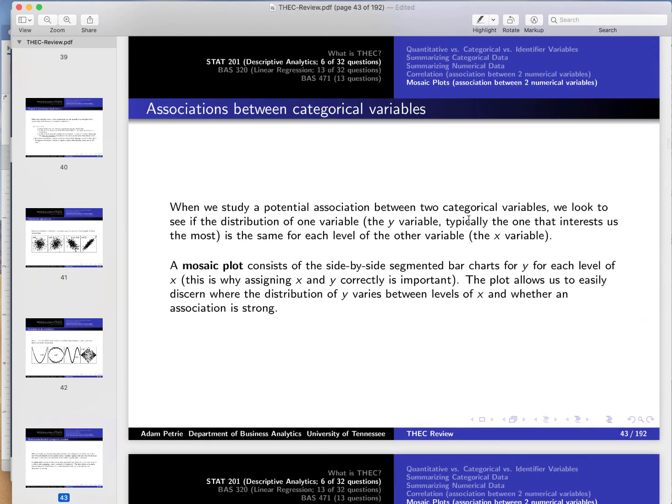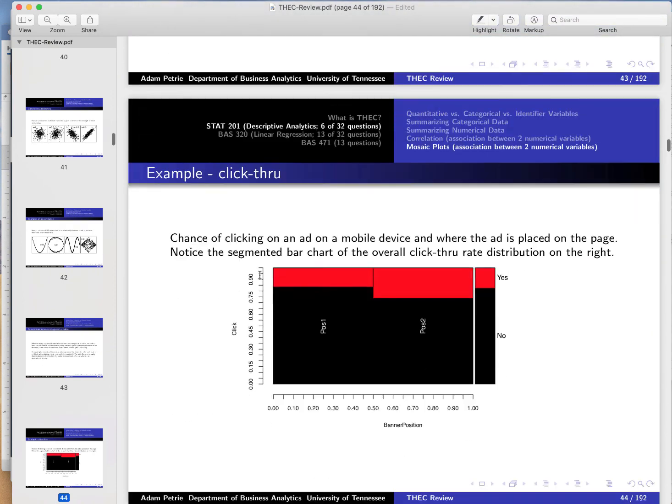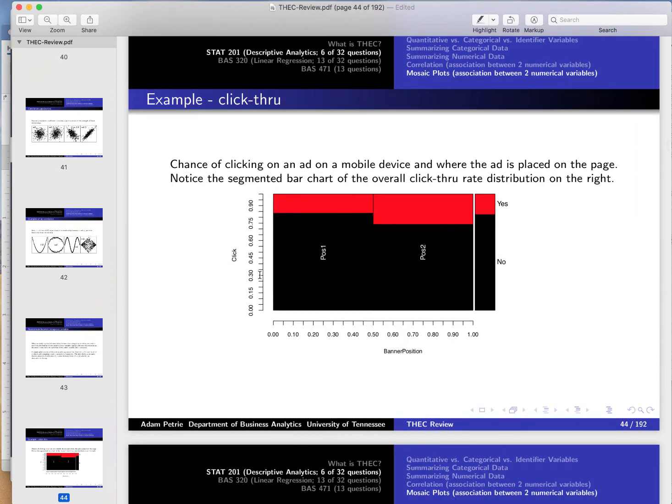All right, so what do we do if we're measuring the strength of a relationship between two categorical variables, like that hair color and that eye color? Well, a scatter plot's not going to work because they're not numerical values. What do you do instead? Well, we make a mosaic plot. So a mosaic plot is simply side-by-side segmented bar charts.